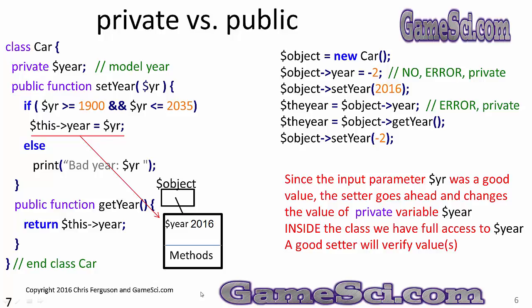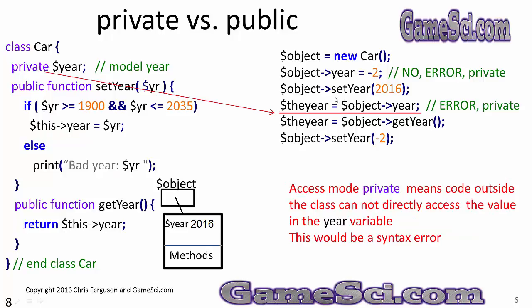The problem with making everything public is then people can put bad values into the object properties. What the setYear does is it acts as a guard, a sentry, and makes sure that any data that goes inside the object is good data. And that's what this if statement says. If this data is good, go ahead and set the private variable.